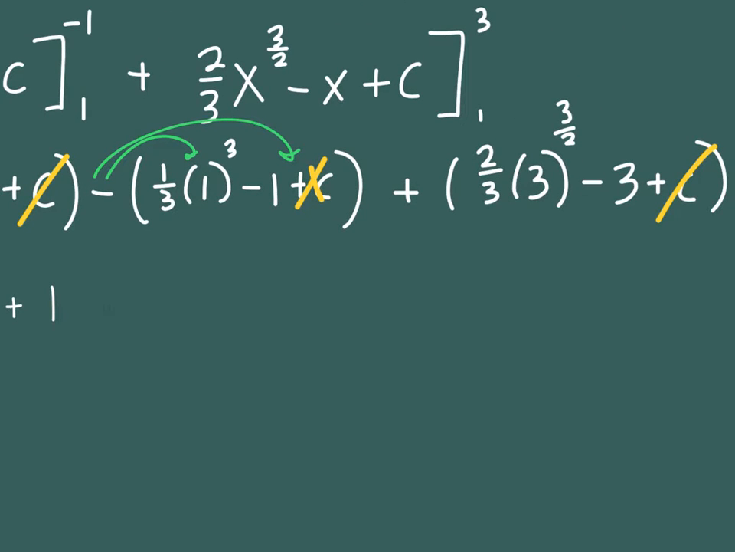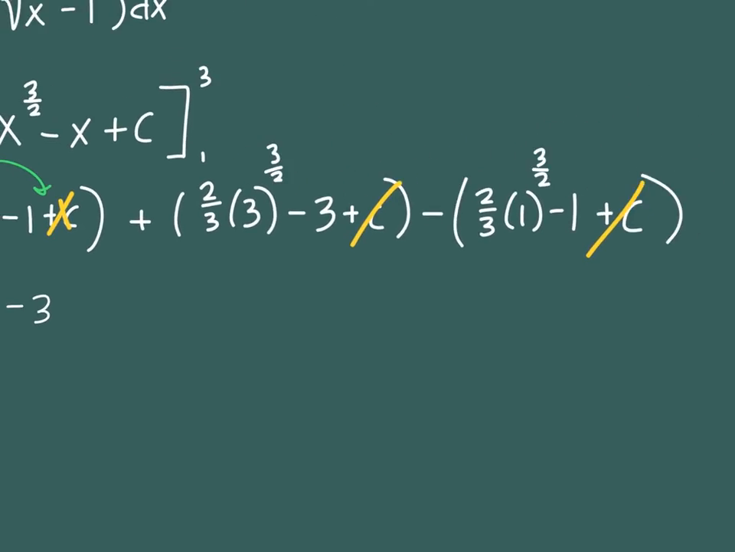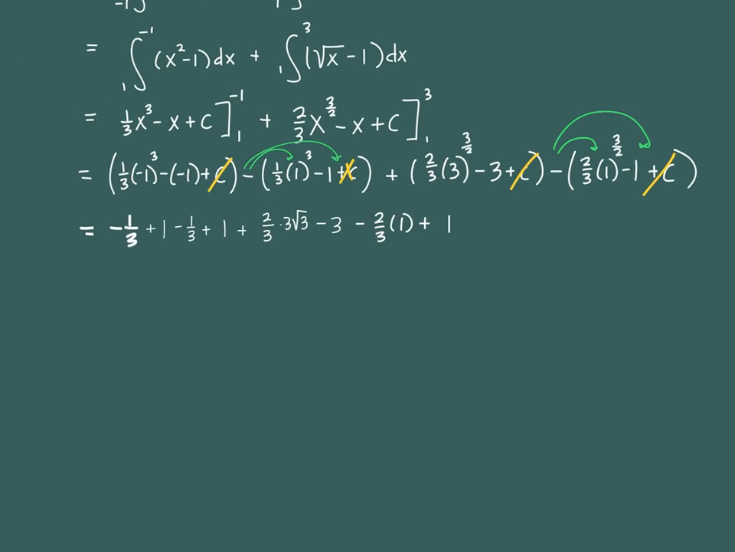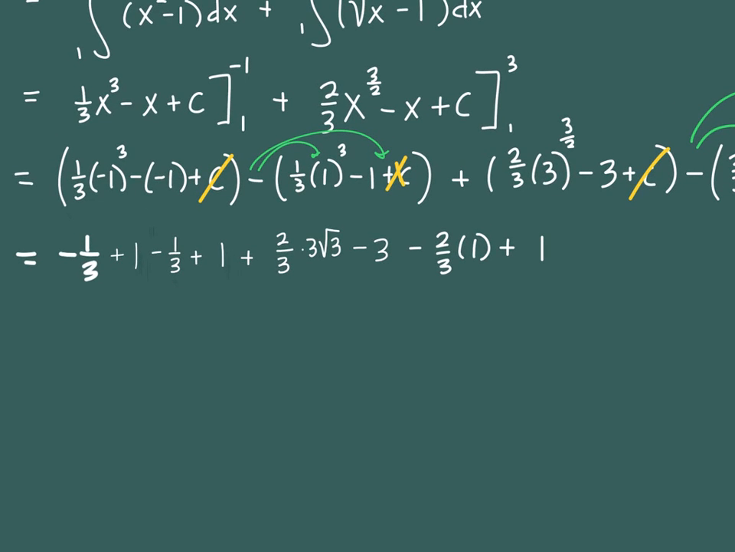Then the next half, I'm going to have 2/3 of the square root of 27, which is 3 rad 3. So 2/3 times 3 rad 3 minus 3. And then my negative here needs to distribute. So I'll have negative 2/3 times the cube root of 1, which is 1, plus 1. So we're going to put all of that together.